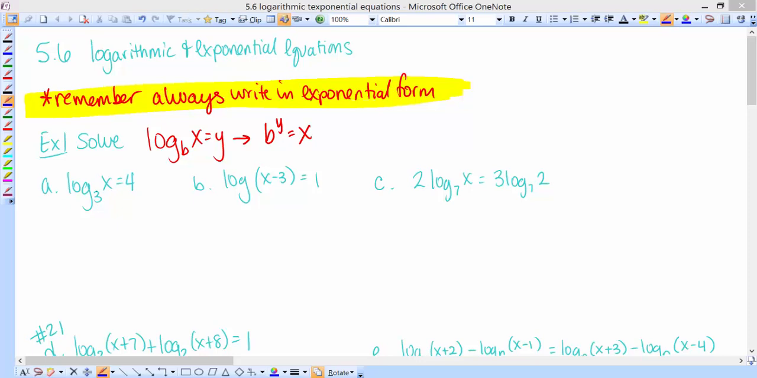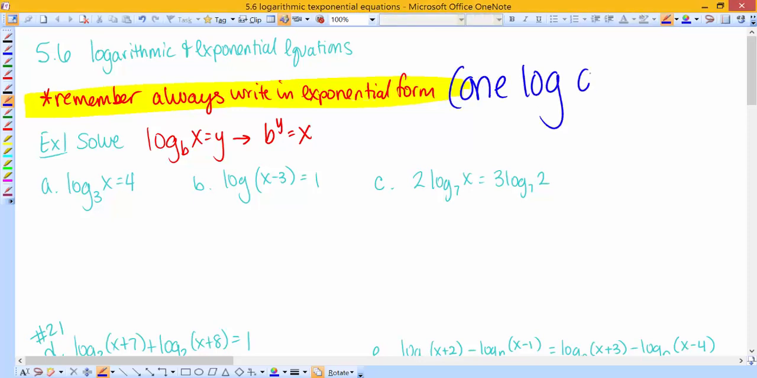I see one log. Anytime I see one log, we need to move into exponential form. So I'm going to add a note here. Remember, always write in exponential form. This is specifically when there is one log only. That's very important to remember. One log only, you do need to rewrite into exponential form. So 3 is my base, 4 is my exponent, and it equals x. Well, that one was easy. That was a nice way to get started. 3 to the 4th is 81.